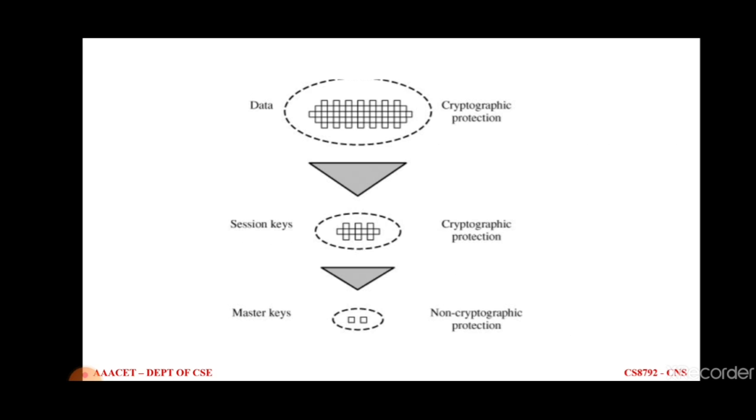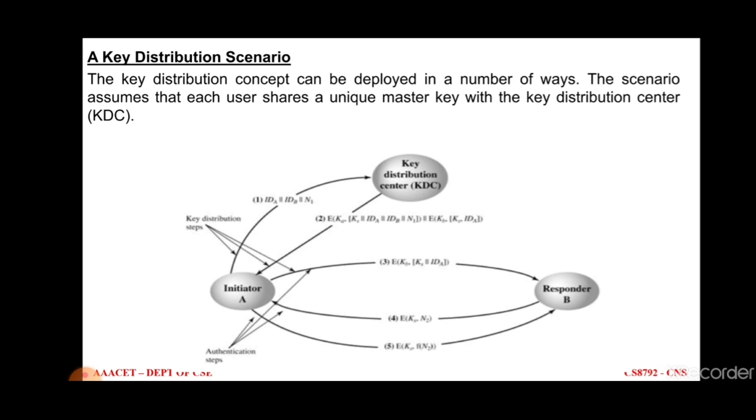So initially the data is in the whole format. Then we apply cryptographic protection, so we can compress the data by using some session keys. After that, again we use master keys, and the data is compressed. So these are the key hierarchy and key distribution scenario.